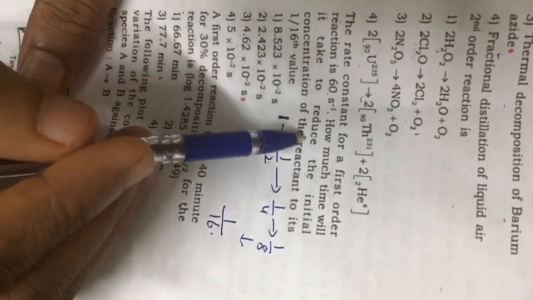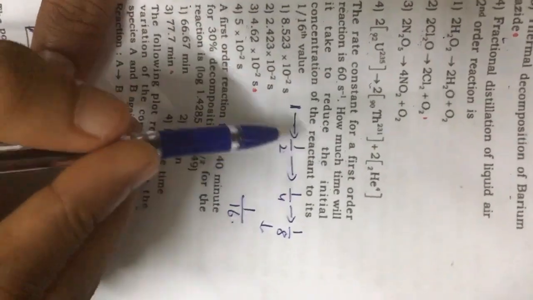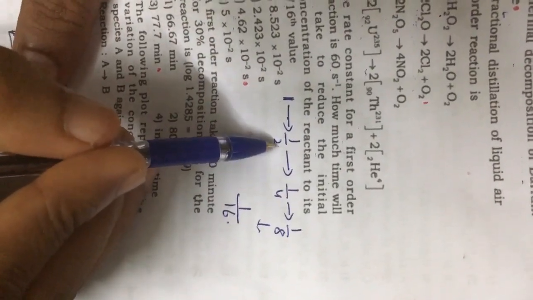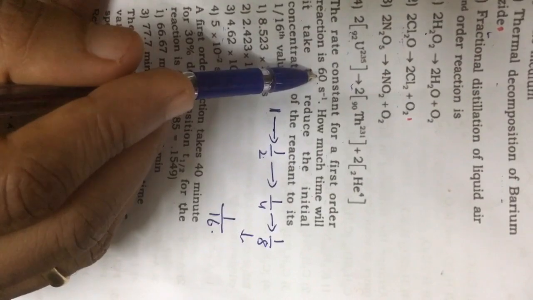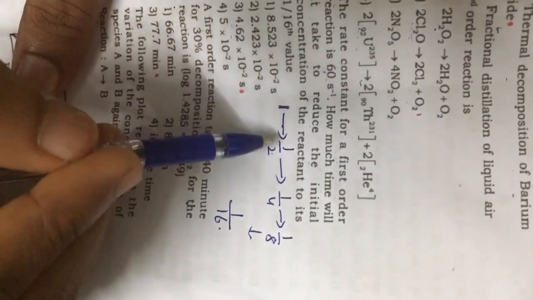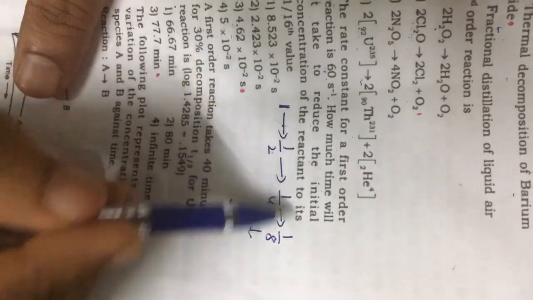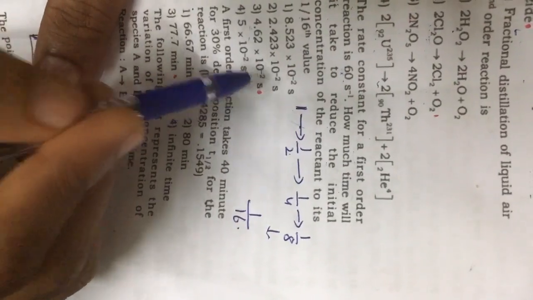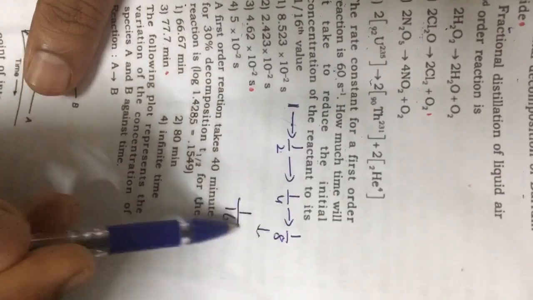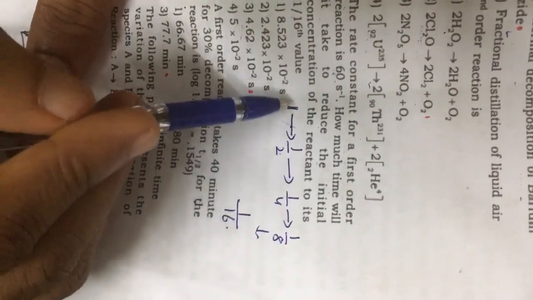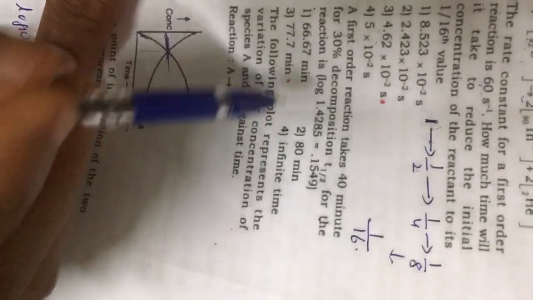How much time will it take to reduce the initial concentration to 1/16th? So the concentration reduces to half at one t half. So t half is 0.693 upon 60. Multiplied by 1 t half, 2 t half, 3, 4. 0.693 upon k is equal to t half, and how many t halves are taking place? 1, 2, 3, 4 to get reduced from 1 to 1/16th. So the correct answer is the third option.